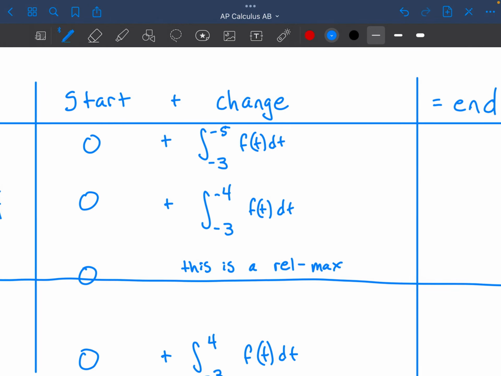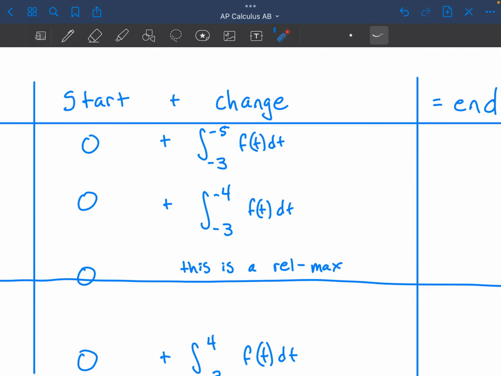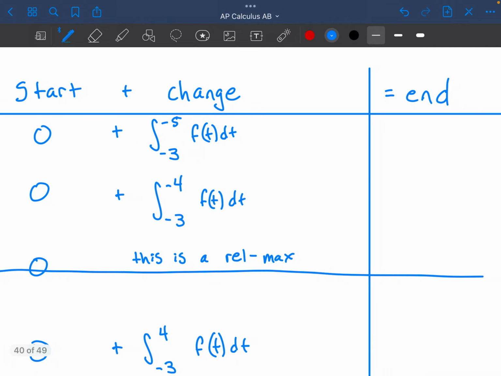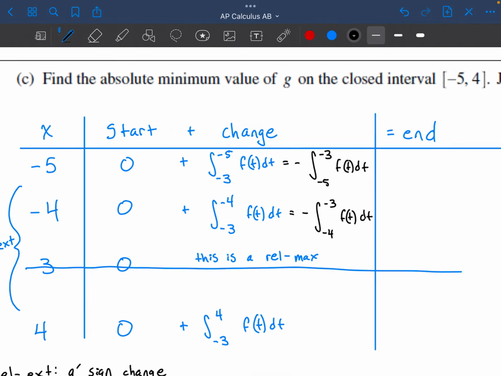Okay, so we have to be careful with these first two because our bounds are not in the correct order. Normally it should go -5 to 3. These should be backwards. They are backwards. They should go from a lesser value to a more positive value, and they're backwards. So we need to rewrite this and say this is really the same thing as negative integral from -5 to -3 of f of t dt. And same thing down here. This is really equal to negative the bounds from -4 to -3 f of t dt.